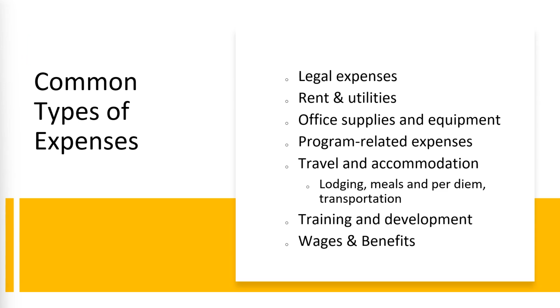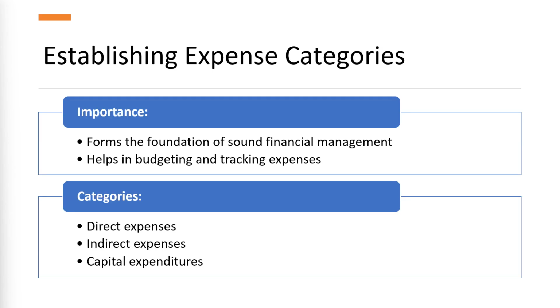Nonprofits typically incur a range of expenses, including travel and accommodation, office supplies, equipment, program-related costs, and expenses related to training and development. Accurately tracking these expenses is essential to maintain financial controls. Categorizing expenses into direct, indirect, and capital expenditures helps streamline your budgeting and tracking processes. This structure allows you to easily monitor spending and make more informed financial decisions.